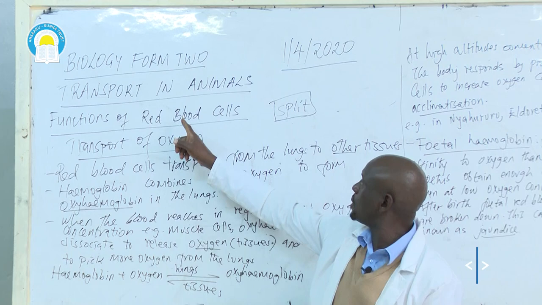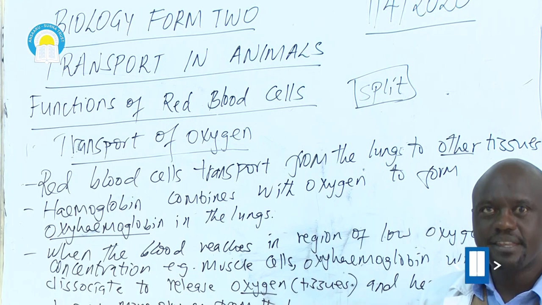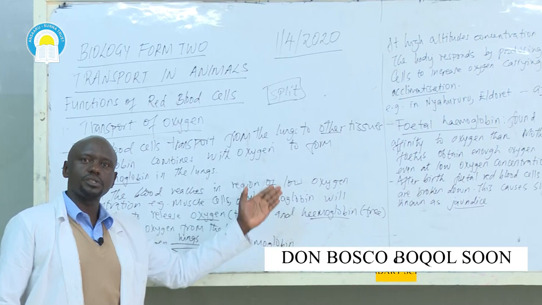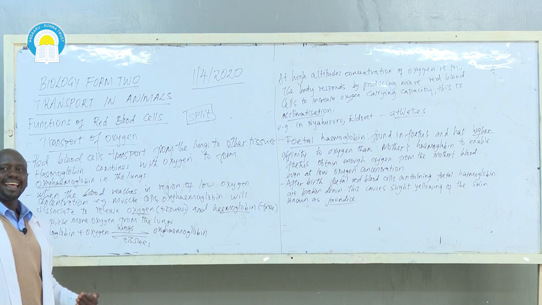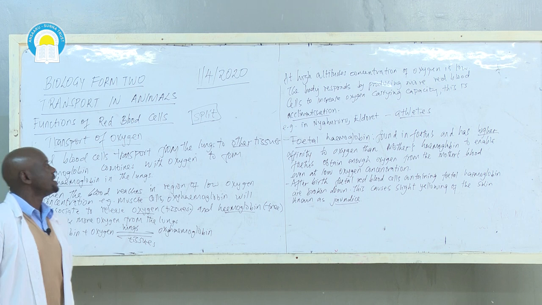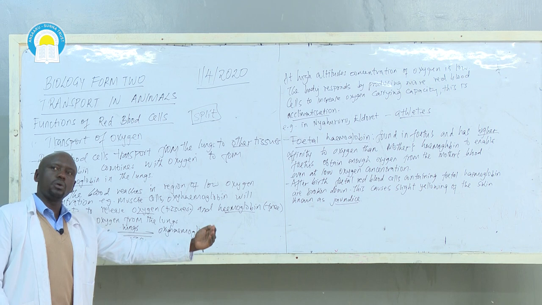The first and major function of red blood cells is transport of oxygen. So what happens is the red blood cells transport oxygen from the lungs to other tissues. We are talking of other tissues because the blood itself is a tissue, and therefore the oxygen will not be transported to the tissue that is transporting it. So we talk of other tissues, and those other tissues are at a low or lower oxygen concentration.